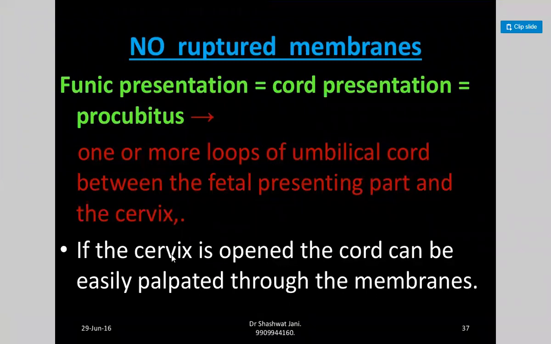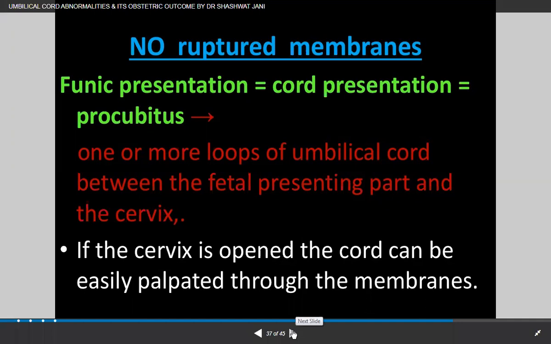how are we going to see it? It is a pulsation. While in case of vertex presentation, on vaginal examination, what we see is the hard part. So that is how we can clinically judge it.